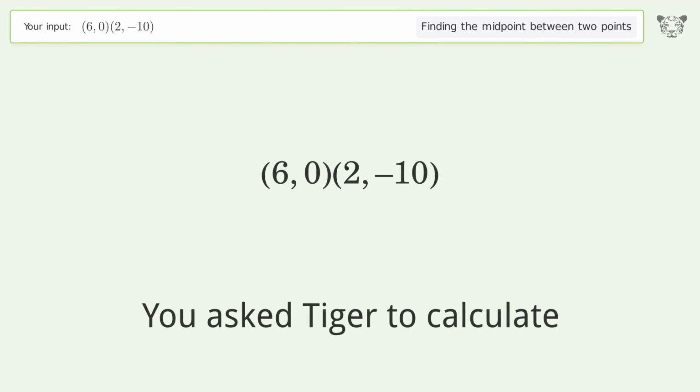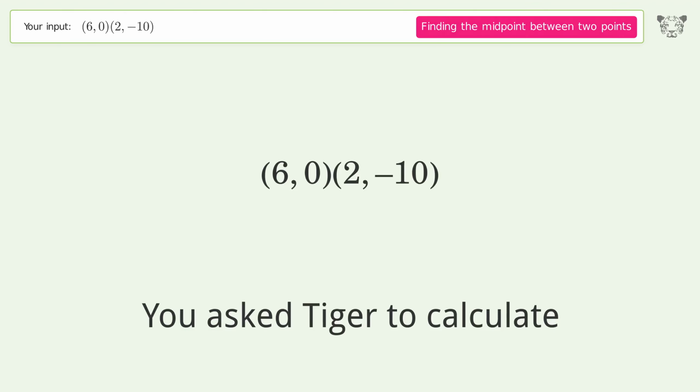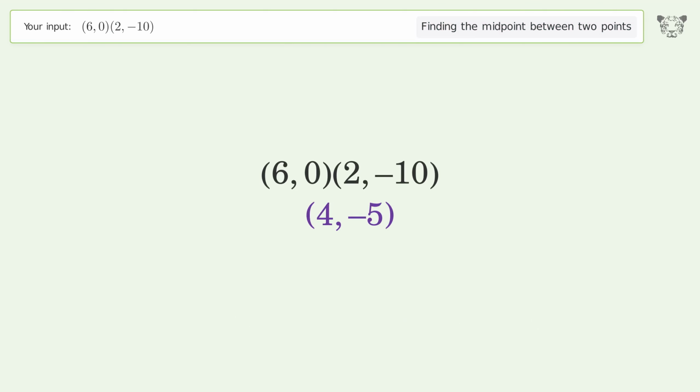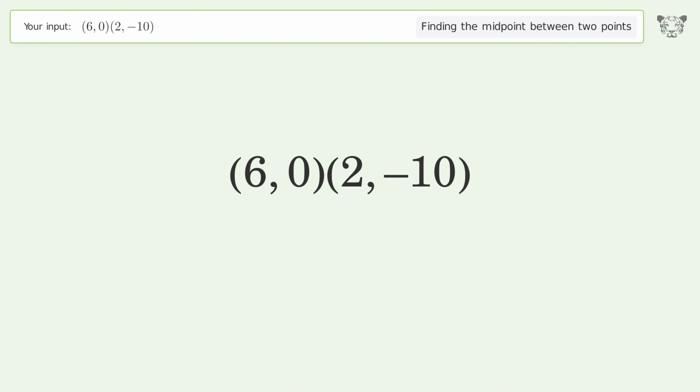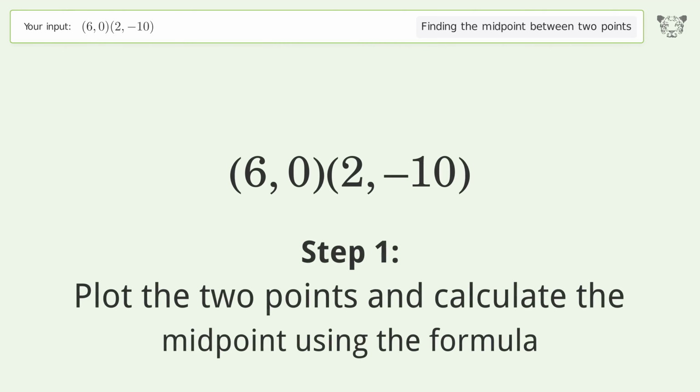You ask Tiger to calculate. This deals with finding the midpoint between 2 points. The midpoint between the 2 points is 4, -5. Let's solve it step by step. Plot the 2 points and calculate the midpoint using the formula.